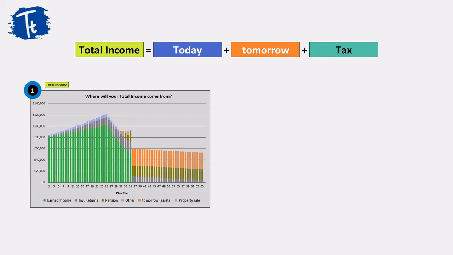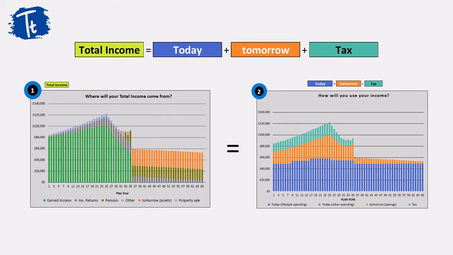Graph 1 shows total income and where you are planning it will come from. For example, how hard you work, your earnings in green, how hard your money works, the investment returns in grey, pension income from the state and any occupational pensions in olive green, as well as any other income sources. If and when you need income to cover your tax and spend, especially in later years when you've stopped earning, the orange in graph 1 shows the amount that you will need to take each year from the investments you've made for tomorrow to cover your tax and spend.